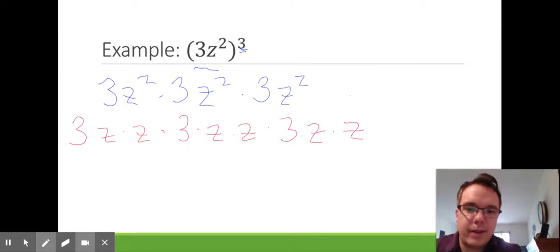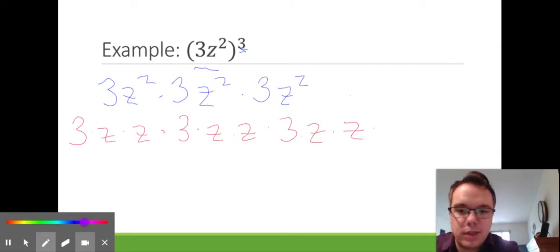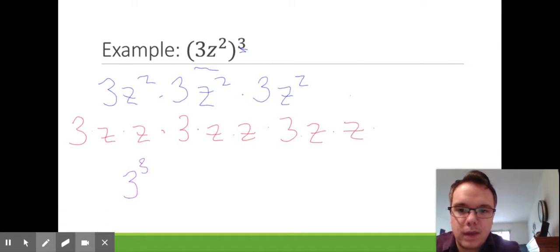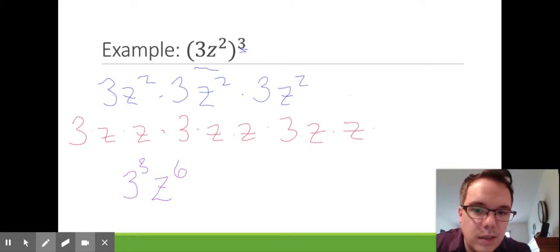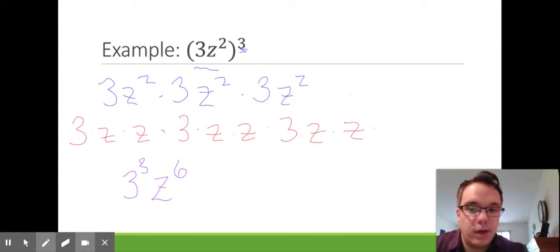All right. So now that I've done that, I have all of my multiplication written out. So I'm going to count the number of threes I have. I have 3 times 3 times 3, which is 3 cubed. And I have how many z's being multiplied by each other? That is 6. So I'll get 3 cubed times z to the 6th. Since we know what 3 cubed is, 3 times 3 times 3 is a number. And 3 times 3 times 3 is 27. Z to the 6th. So that will be our answer.